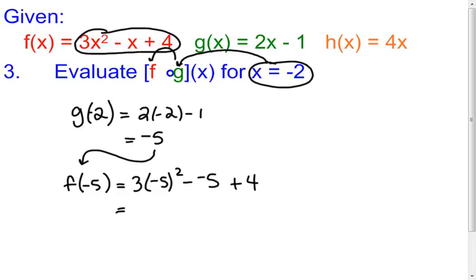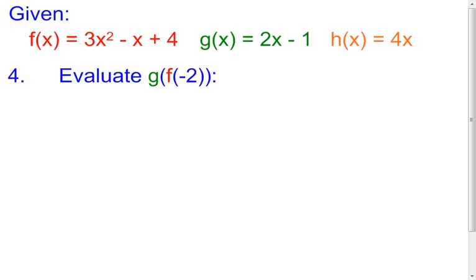Remember here that you do not multiply 3 times -5 and then square it. You want to square the -5 first and then multiply by 3, because that's your order of operations. So you will have 3 times 25 plus 5 plus 4, which is 75 plus 9, which gives you 84. And that's as far as I can go there.